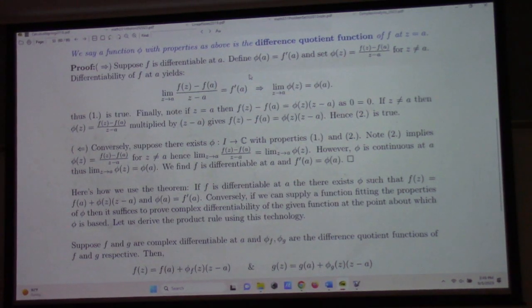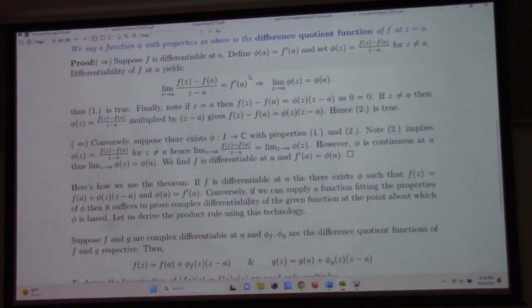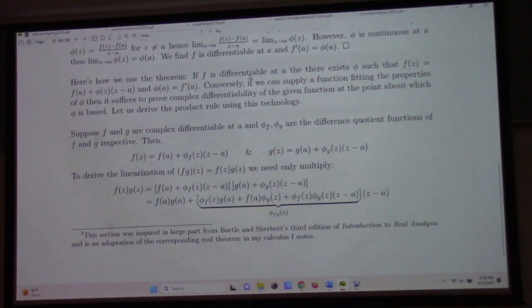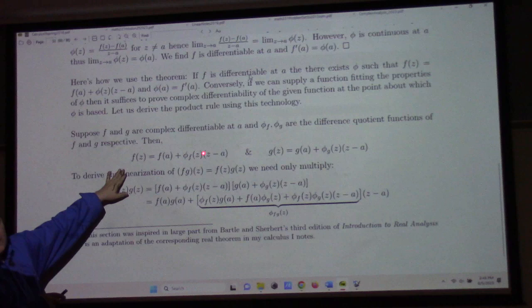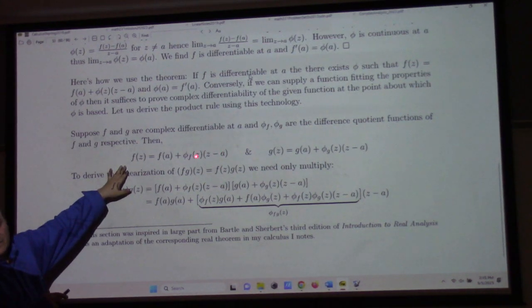But let me talk to you about what it does. It gives you a formula. It gives us a formula for f of z in terms of the difference quotient function. f of z is f of a plus phi of z times z minus a, where phi is a continuous function which limits to the value of the derivative at the point.